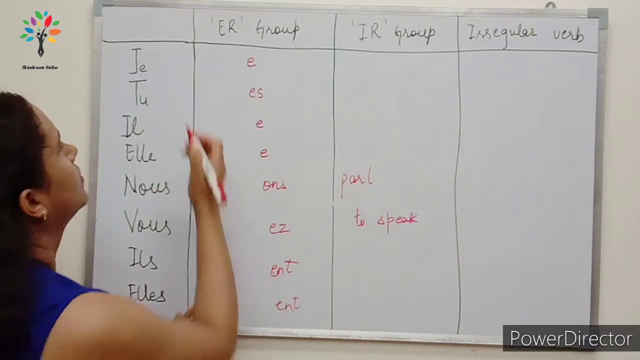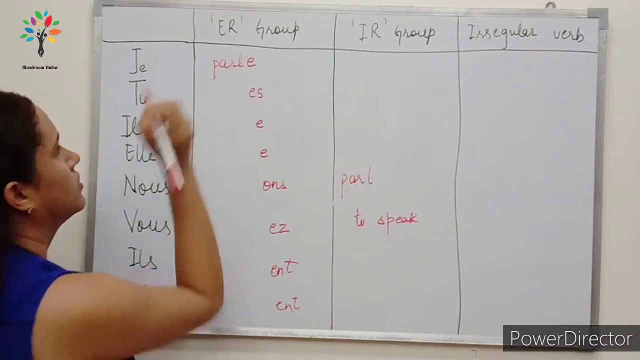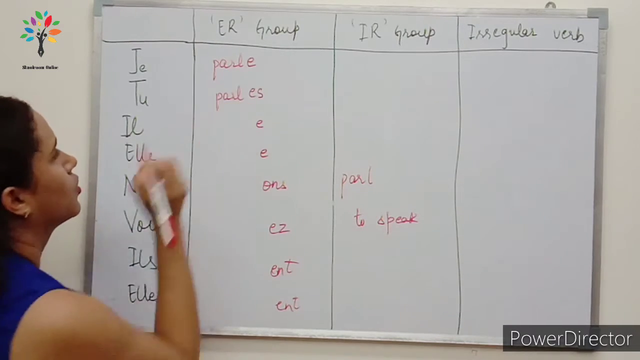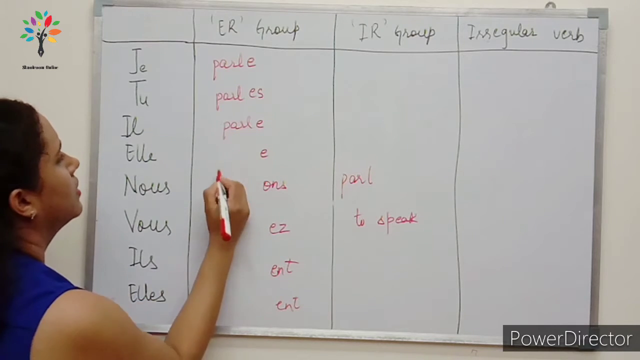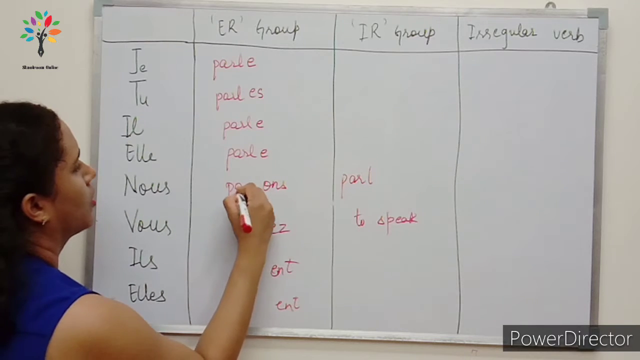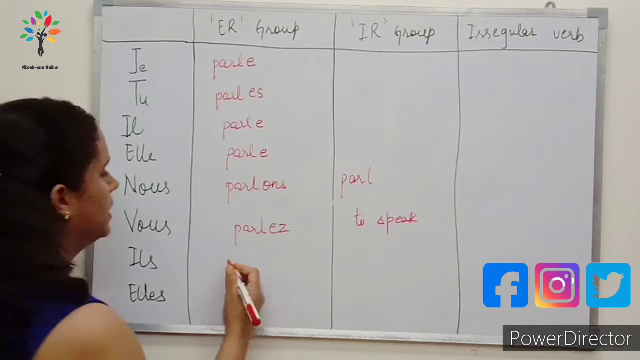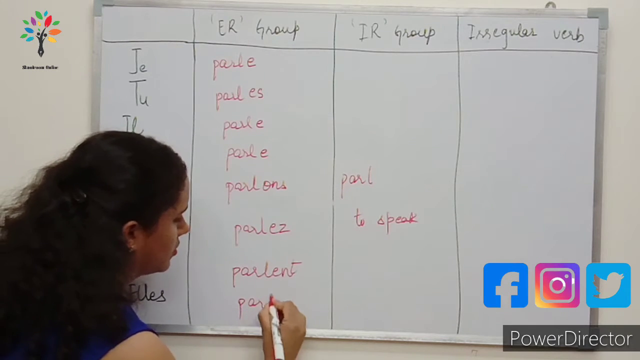So parler, if I put it here, it will become je parle, tu parles, il, elle parle, nous parlons, vous parlez, ils parlent, elles parlent.